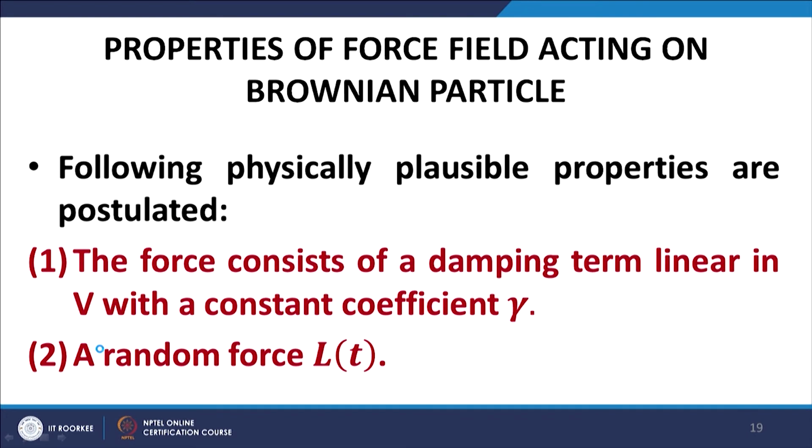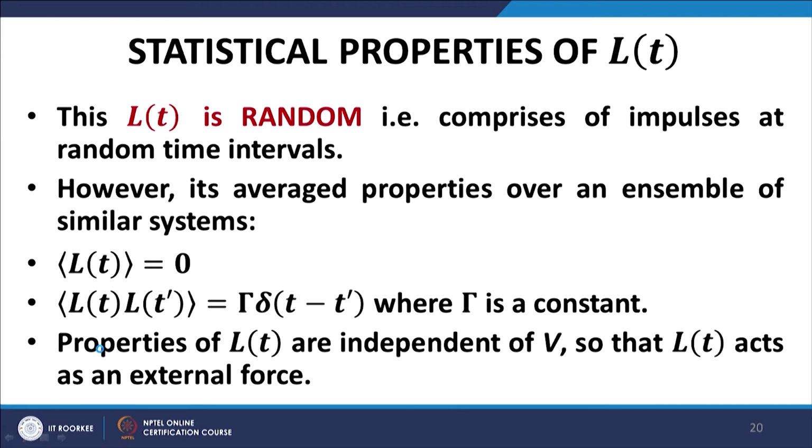So, we have one damping term, where gamma is a constant and the term is linear in the velocity. And then we have a stochastic term, which is L(t). Let us look at the properties of L(t). L(t) is a random force, random in the sense that it's an impulse which takes place at random intervals of time.